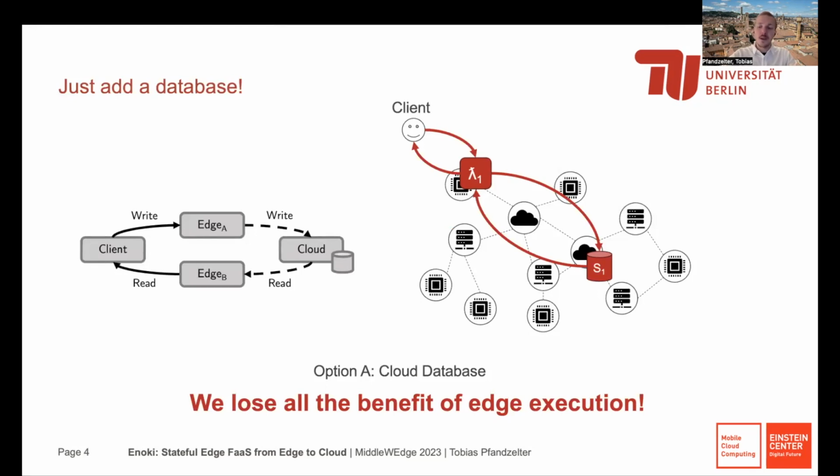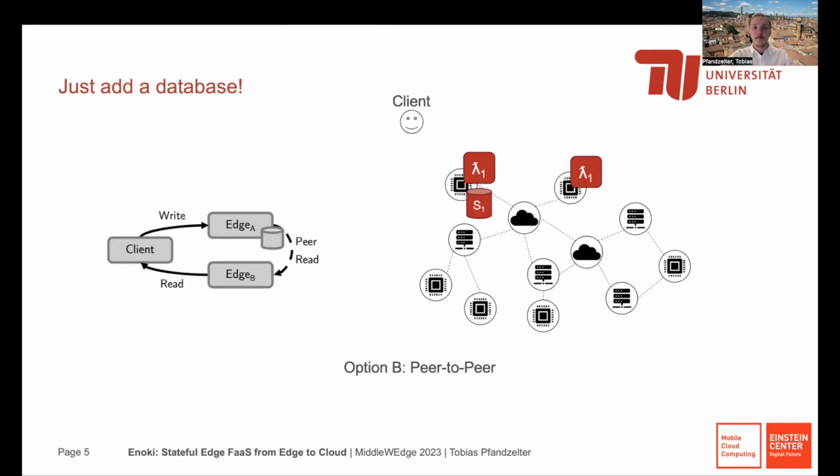So you might say, okay, actually, let's just add our database to the edge location instead. We co-locate our functions with our databases. The client connects to some function, lambda1, at a specific edge location. There's a backing data store that's local, and the client immediately receives a response with low latency without additional round trips to the cloud, which is great.